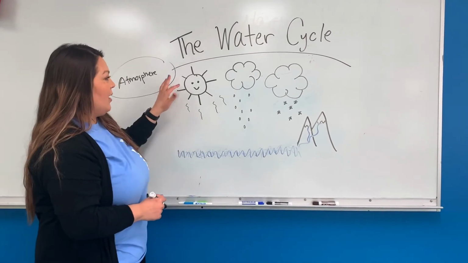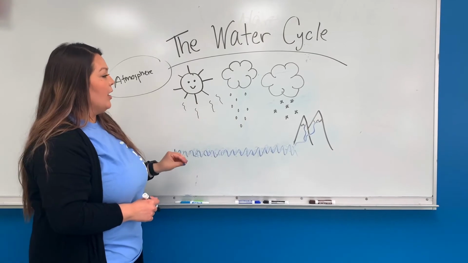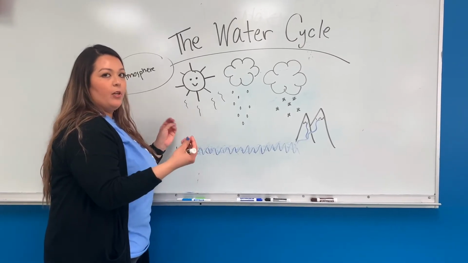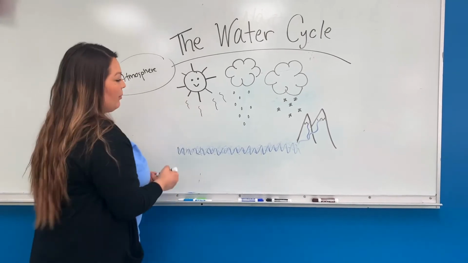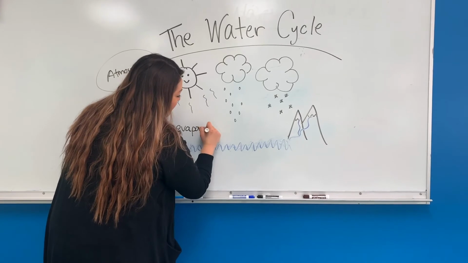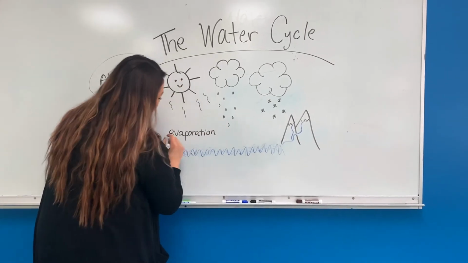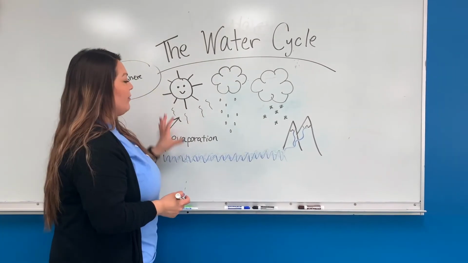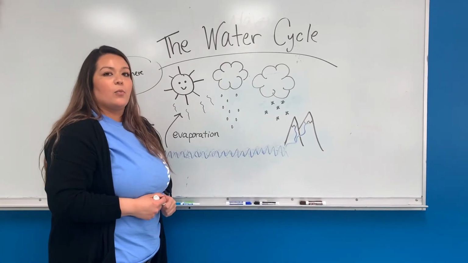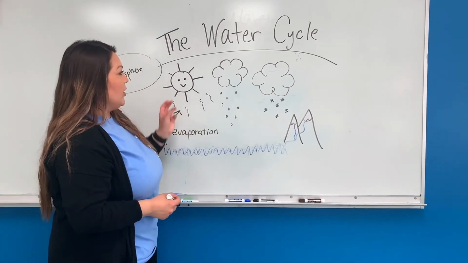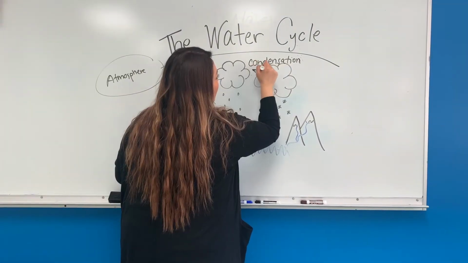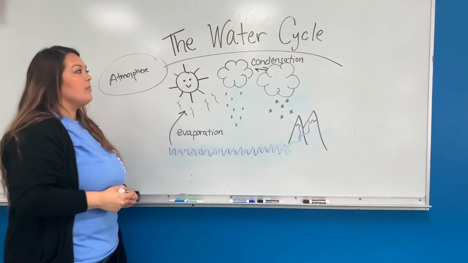One of the other words we learned was evaporation. Evaporation was when the sun directly hits a body of water and the heat from the sun causes that water to become a vapor or steam and rise up. So evaporation is happening here. I'll go ahead and draw an arrow pointing up. After evaporation comes condensation. Now condensation is when that water vapor turns into liquid again and begins to form clouds. That is happening up here in the clouds.